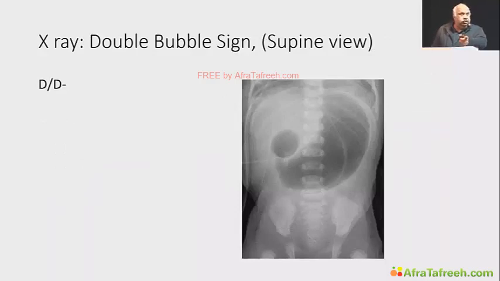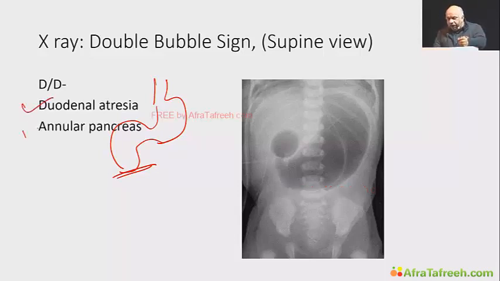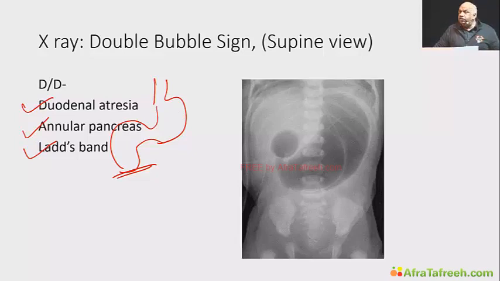Now, double bubble sign. Where you get this? Yes. If there is an obstruction in the second part of duodenum caused by duodenal atresia, most important, or annular pancreas, less important, or Ladd's band, least important. Anything causing congenital obstruction. This is not specific for duodenal atresia, any congenital obstruction of second part duodenum. Ladd's band is least important, and this you get in malrotation of gut. Probably we have a question later on an image on that.